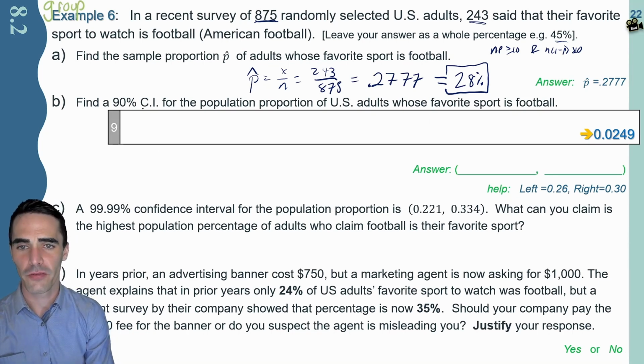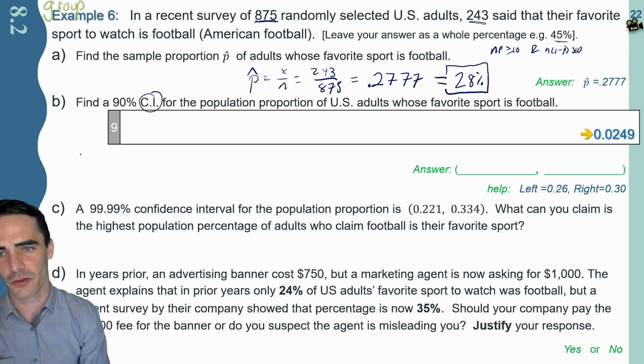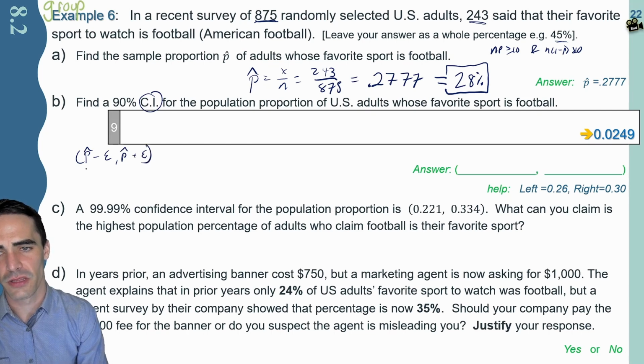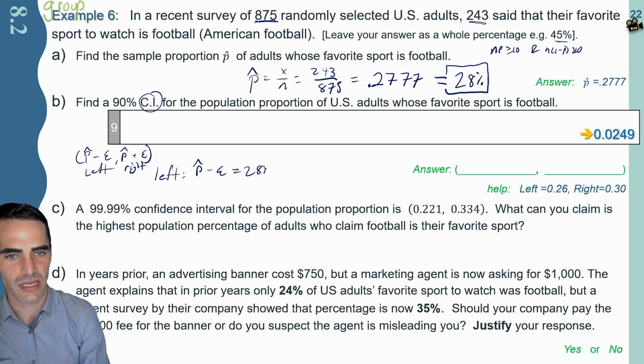Here we go. Whenever you hear confidence interval, I'd encourage you to draw out what the reference is here. They're looking at p-hat minus my margin of error, p-hat plus my margin of error, where this is your left endpoint and this is your right endpoint. That left endpoint is going to be p-hat minus my margin of error. I know what my sample proportion is. That was that 28%. Ooh, I don't have my margin of error yet. That's okay. Let's compute it.